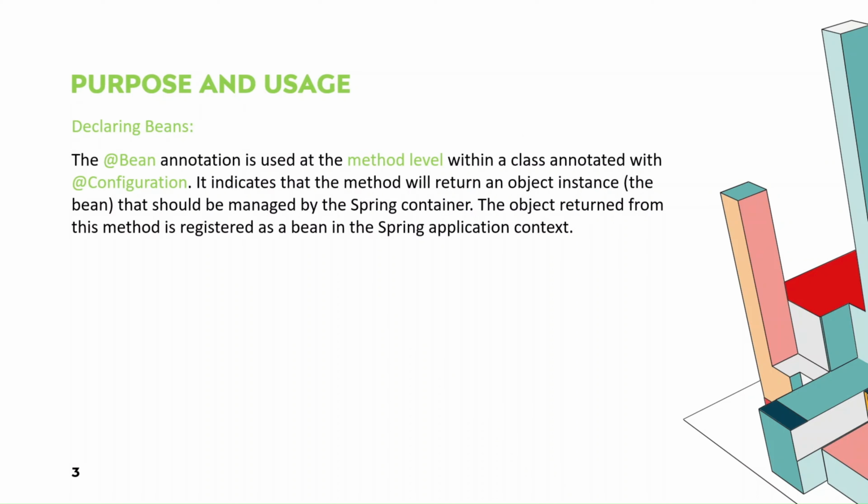So the purpose is that we use @Bean at the method level. We do not put @Bean on top of the class. We put @Bean on top of a method which returns an object. So those objects will be available in the Spring container, and we can use those objects whenever we need. So that's the purpose of @Bean.